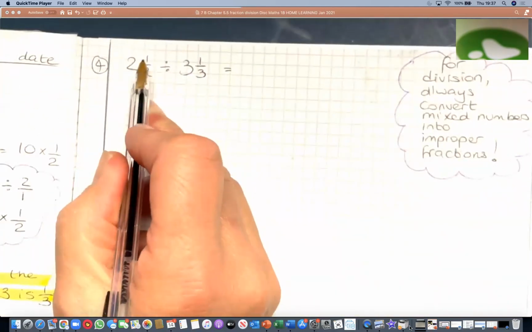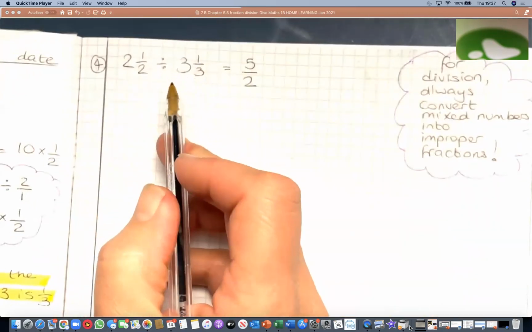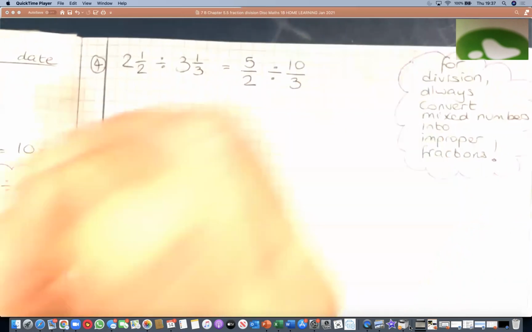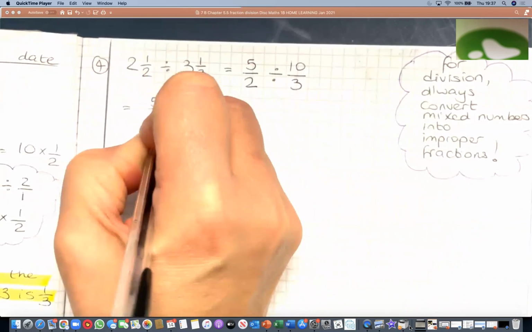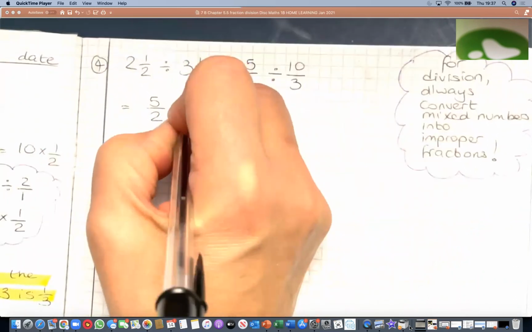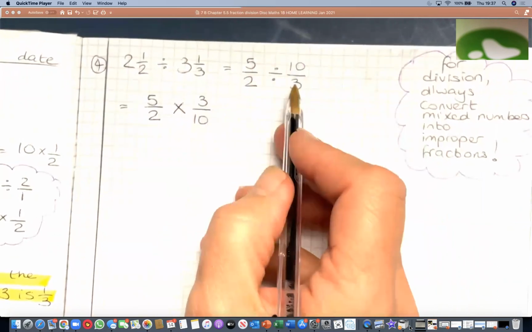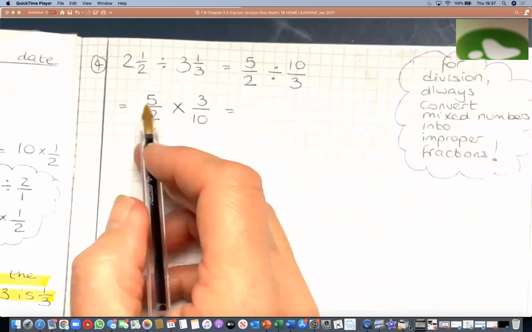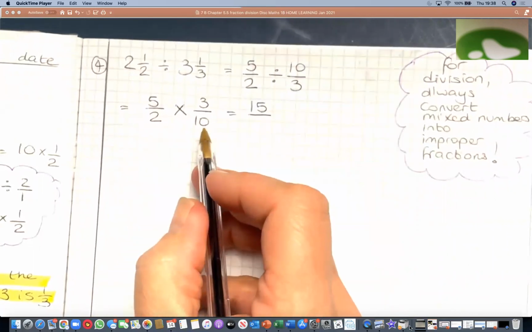Okay, 2 multiplied by 2 is 4 plus 1 gives me 5/2. 3 multiplied by 3 is 9 plus 1 gives me 10 divided by 3. Okay, now I know that division of a fraction is the same as multiplying by its reciprocal. The reciprocal of 10/3 is 3/10. I have flipped my numerator and my denominator. Now I can then multiply this out. 5 multiplied by 3 is 15. 2 multiplied by 10 is 20.